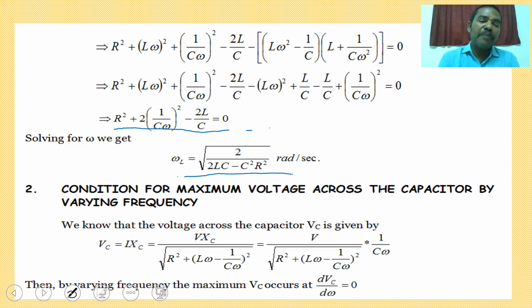So similarly for capacitor, VC is equal to I into XC. So V XC divided by root of R square plus (XL minus XC) whole square. So that is equal to V into 1 by C omega divided by root of R square plus (L omega minus 1 by C omega) square. So now we are going for the condition for maximum voltage when the variation of frequency. So dou VC by dou omega is equal to 0.